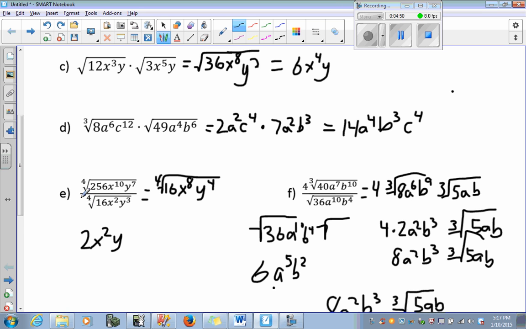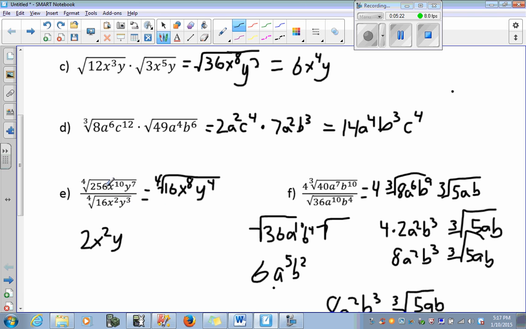They have the same index. Since they have the same index, I'm going to divide the numerator by the denominator. So 256 divided by 16 is 16. X to the 10th divided by x squared is x to the 10 minus 2, which is x to the 8th. Y to the 7th divided by y cubed is y to the 7 minus 3, y to the 4th.